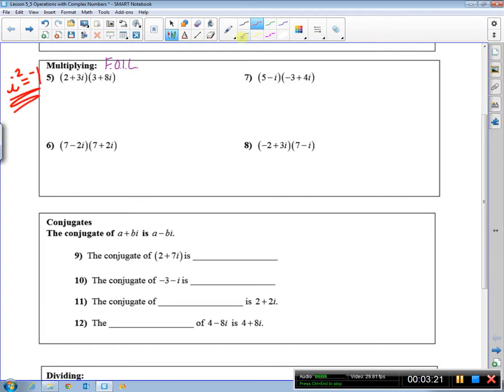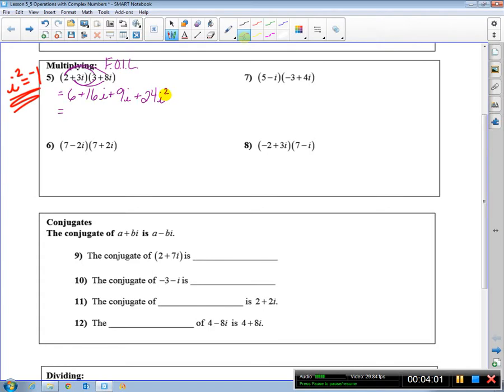So let's FOIL. The first is 2 times 3, that's 6. 2 times positive 8i. 3i times 3. And positive 3i times positive 8i is positive 24i squared. Now there's our i squared. So in the next step, I will take care of i squared and use negative 1 in its place.